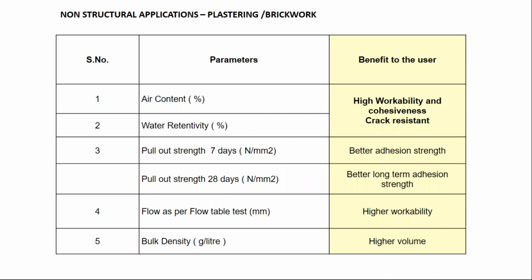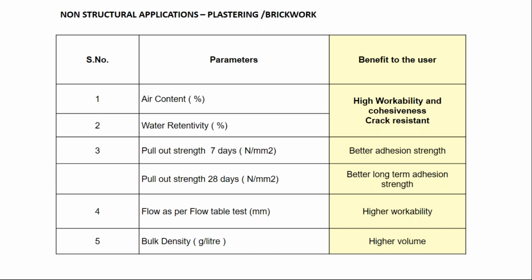Now, if you look at, for example, non-structural applications, the requirement of the product has to be different. In a typical cement, we look at compressive strength, we look at setting time, we look at all those parameters. But any product which goes in for non-structural applications, which is plastering and brickwork, which is also one of the major components in a structure, there we need to have parameters which are different from that of concrete, in which you have the air content percentage and water retentivity.